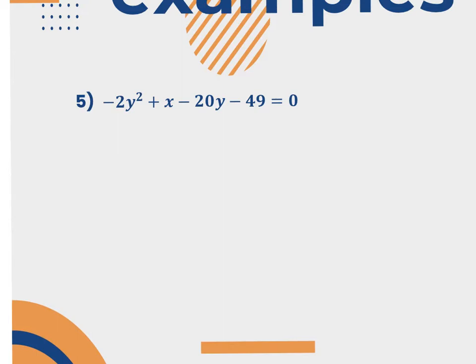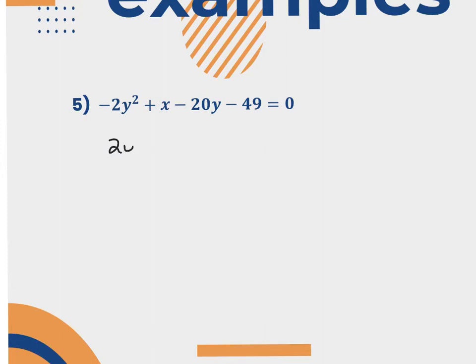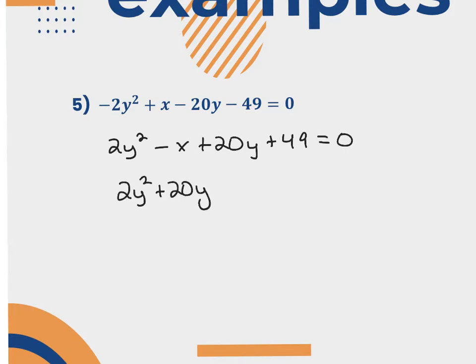So before I even begin here, I'm going to divide everything by -1. So I'm going to flip all my signs, make this positive 2y squared, negative x, positive 20y, positive 49 equals 0. Since it's a parabola, I need to move everything over to the right except for anything that has a y. So I'm going to leave the 2y squared and the 20y by itself on the left. And then I'm going to add the x and subtract the 49. Actually, let me just put it as x minus 49.